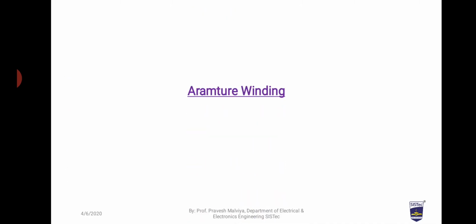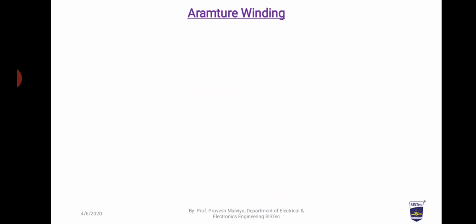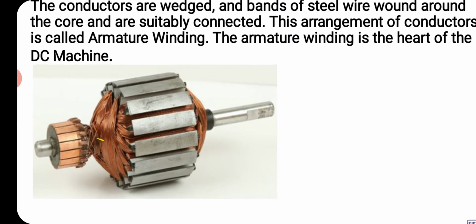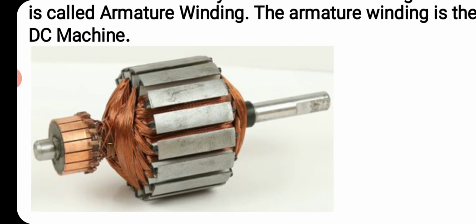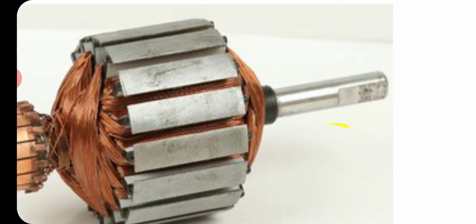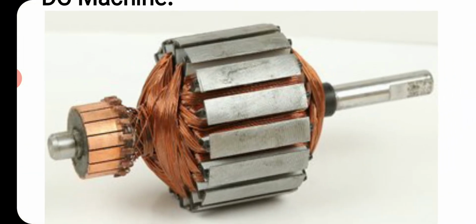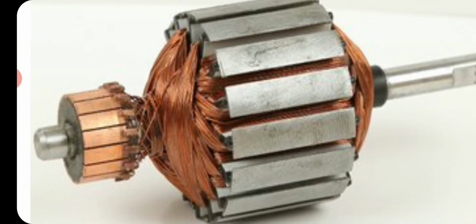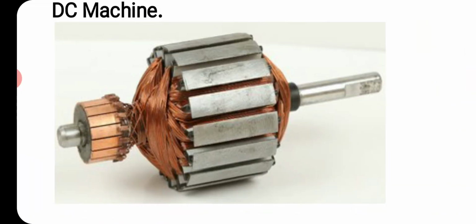Now coming to the next part, the armature winding. In the previous slide we saw that there are some slots on the outer periphery of the armature section. Now this is the rotor winding, which is slotted into the open slots of the armature. So this is the armature winding.